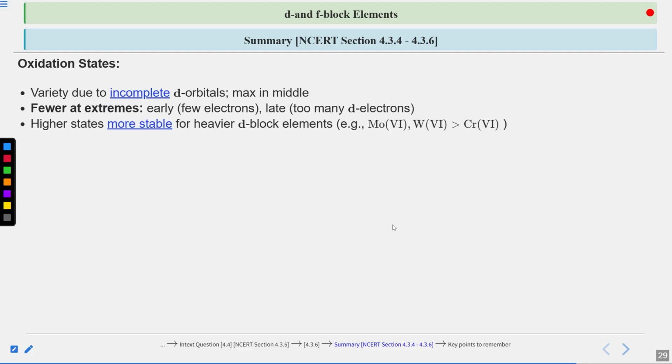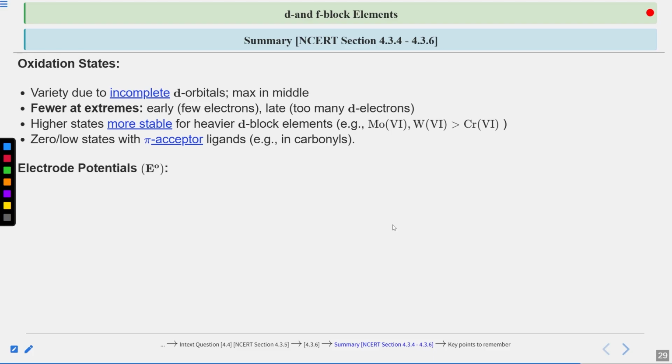Higher states are more stable for heavier d block elements. For example, we have seen that for molybdenum and tungsten, the plus 6 is more stable than for chromium if you look along the group. So heavier metals are more stable in the higher oxidation state. Zero or low oxidation state with pi acceptor ligands we have observed, where the ligands are pi acceptors like carbonyl CO.